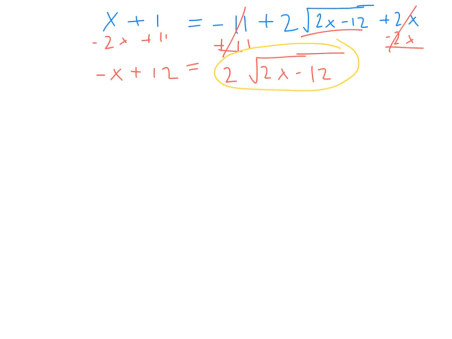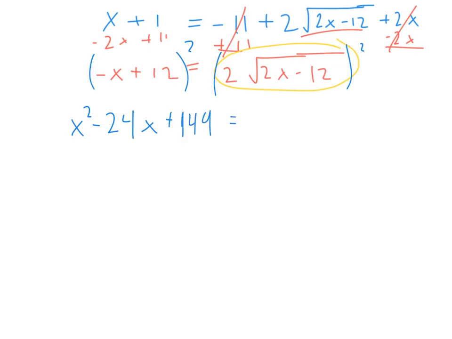So I'm going to square both sides. Okay, and so I'm not going to show the actual multiplication here because I've already done it a couple times, but we should know that negative x plus 12 squared should be x squared minus 24x plus 144.